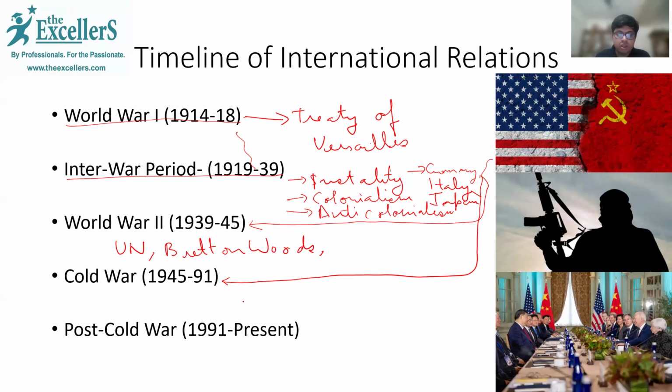This is your post-Cold War era, where you have a rise of China, rise of small powers, Iran, India, Turkey, all those small powers. Then you also have a dominant USA. Then you also have a declining Europe, as well as a declining Russia. This is post-Cold War scenario, which we are in right now.